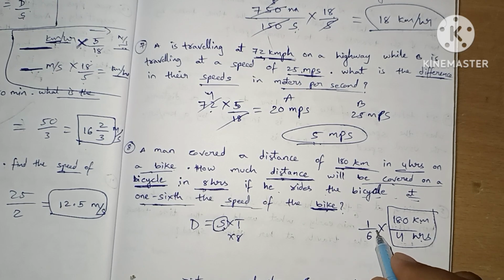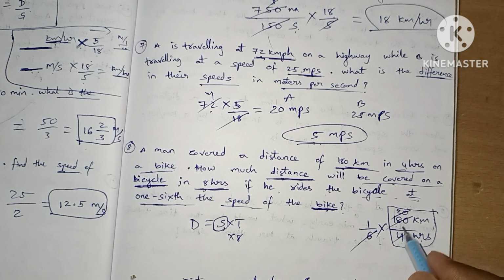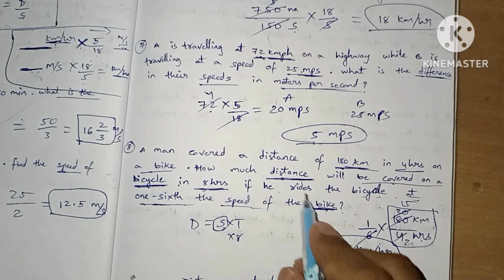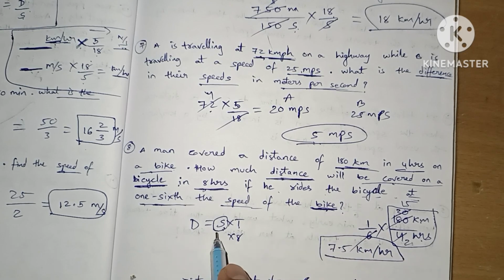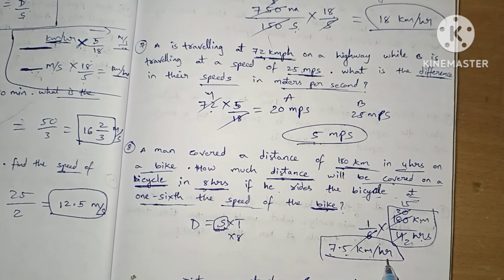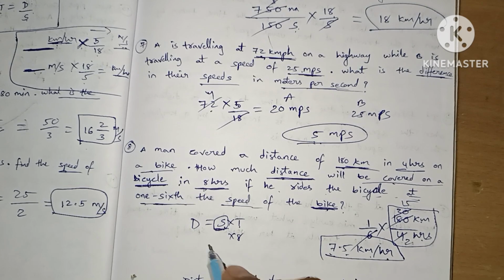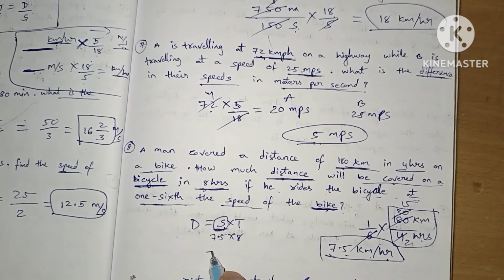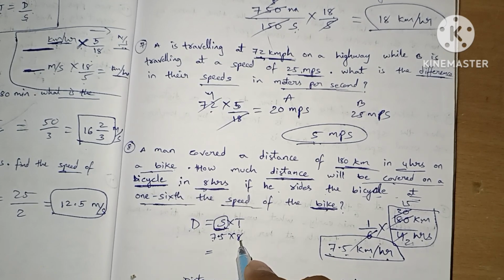So here 6 30 times 4 to 2 times, to 15 times, so we get 7.5 kilometers per hour for this bicycle speed. So the speed of the bicycle is 7.5 kilometers per hour. So distance equals 7.5 into 8, which will be 7 8 times 56, and half of 4 will be 4. We get 60 kilometers.